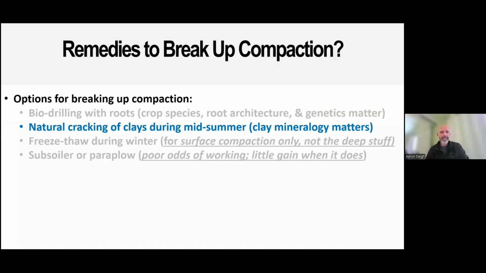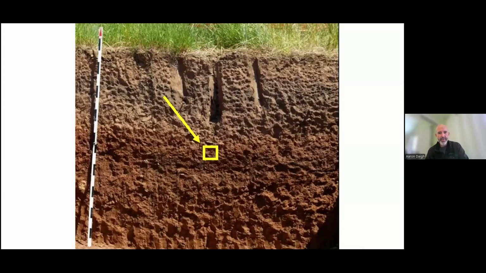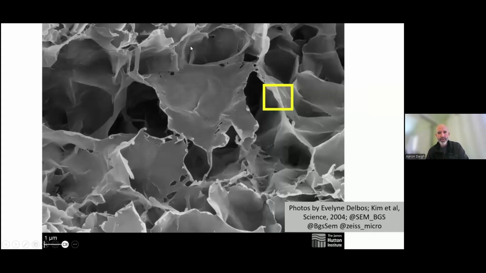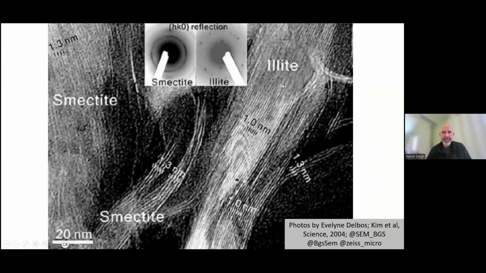The next thing that I'll mention just very quickly is natural cracking of clays during the summer, if you have the right mineralogy. If we look in a soil profile and just zoom in, we can see different kinds of crystals. We've got kaolinite clays. We've got these fabrics of more 2-to-1 finer clays. We zoom in and it looks kind of like torn tissue paper, but we keep zooming in and you'll see different mineral types and you can see the actual individual layers on them. This is a transmission electron microscope image here.